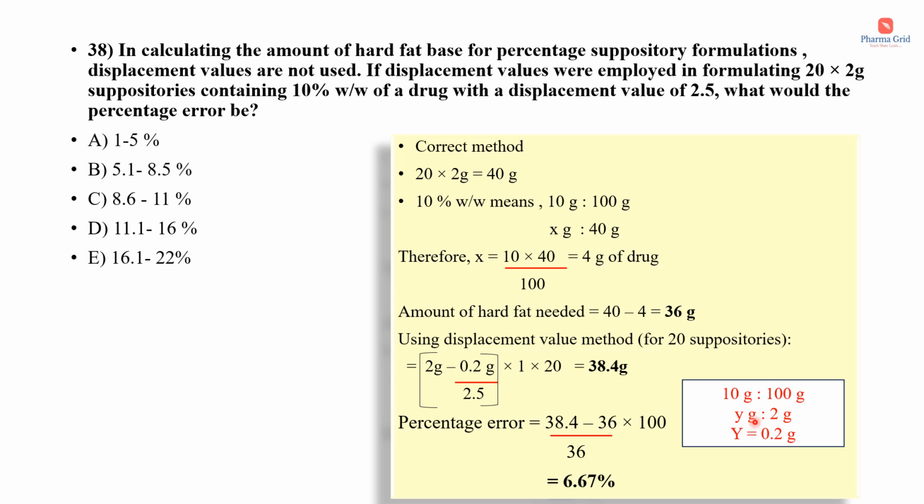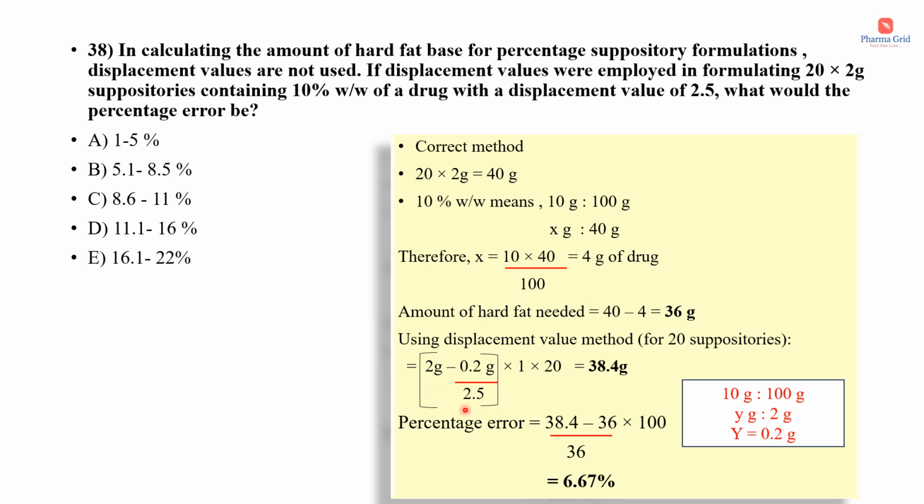We need to find out the amount of the drug present in 2 gram, because the mold capacity is 2 gram. We are going to prepare a 2 gram suppository. Take it as y. So therefore y is equal to, cross multiplying, 2 into 10 divided by 100, that is equal to 0.2 gram. So 0.2 gram is the dose of the drug.